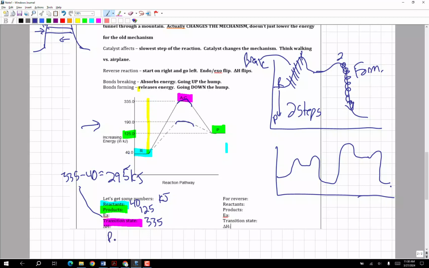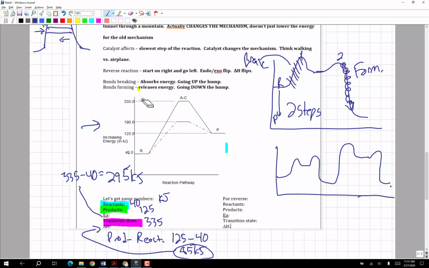Delta H is products minus reactants. My products are 125. My reactants are 40. 125 minus 40 is 85 kilojoules for delta H. Okay, reverse reaction. So that means I'm going the other way. So my reactants are now my products.